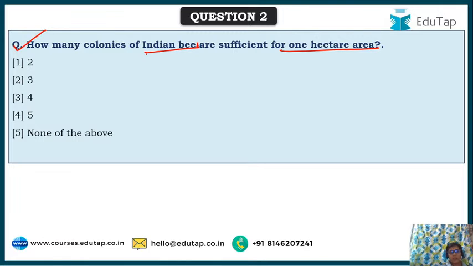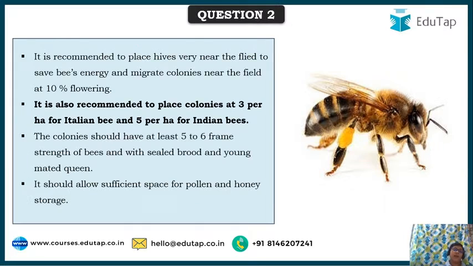Okay, let me give you the answer. Here at least 5 colonies of Indian bee are sufficient for 1 hectare area. And as you can see here, it is recommended to place hives very near the field to save bees' energy, and migrate colonies near the field at 10% flowering.